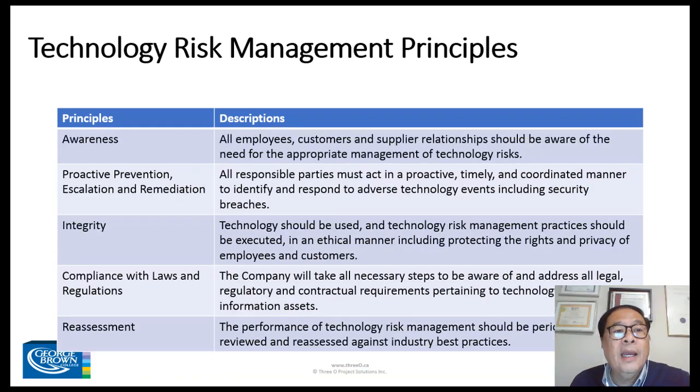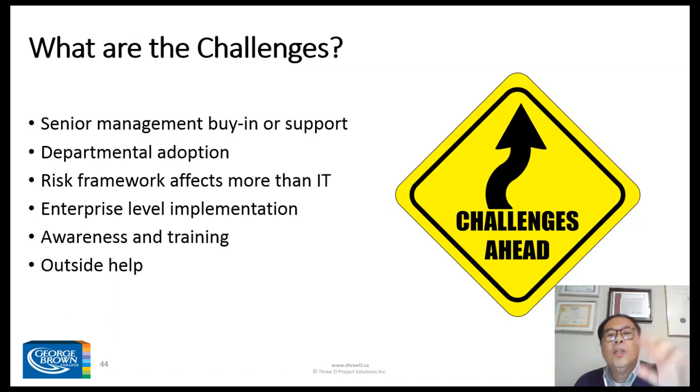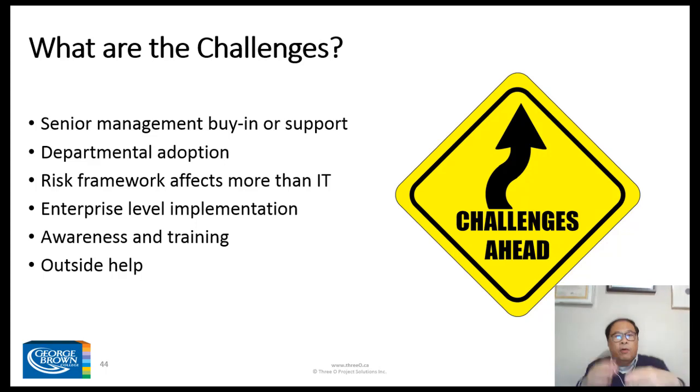Okay, so now I want to talk a little bit about what would be the usual challenges if you want to implement an information security and risk management framework. Is that you need to get senior management buy-in or support. You can't just lock yourself in a room and come up with a process and a framework that your senior management is not supporting. That is not going to be implementable. Okay, different departments, especially the ones that get affected, will need to be adopting the framework.